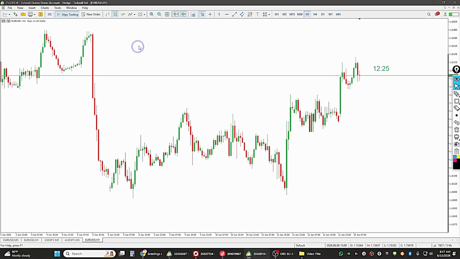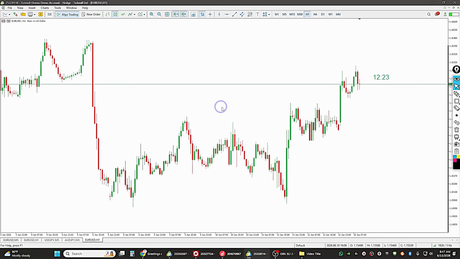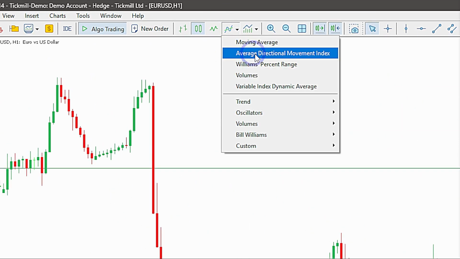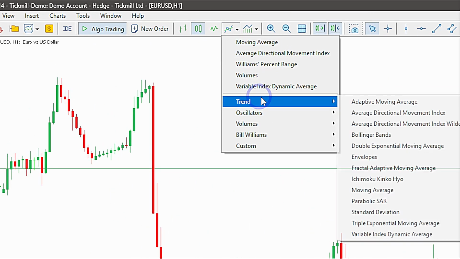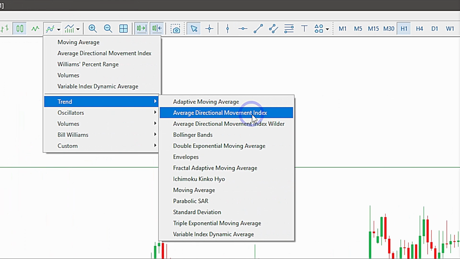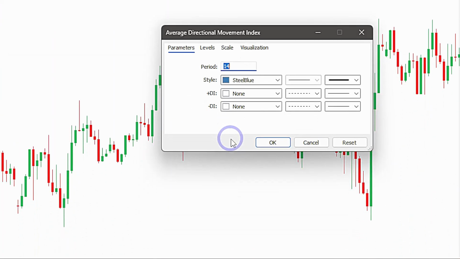Now, without wasting your time, let's quickly go and add this indicator here. We're on the chart of Euro USD, 1 hour time frame. Let me show you what you need to do. Come here to indicator, click on it, and come to average directional movement index. In case you don't see it here, it's a trend indicator. Come to trend and come here. You're going to see the indicator number 2 is called the average directional movement index. Click on it and come back here.